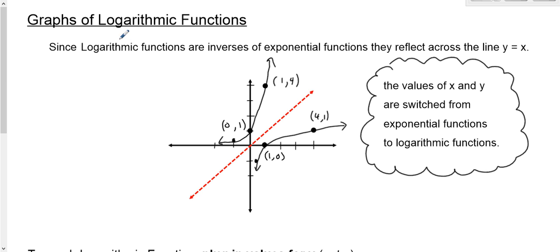Okay, let's look at graphing. Since logarithmic functions are inverses of exponential functions, they reflect across the line of y equals x. This red dashed line is my graph of y equals x.